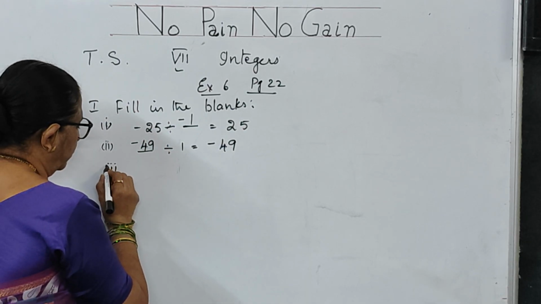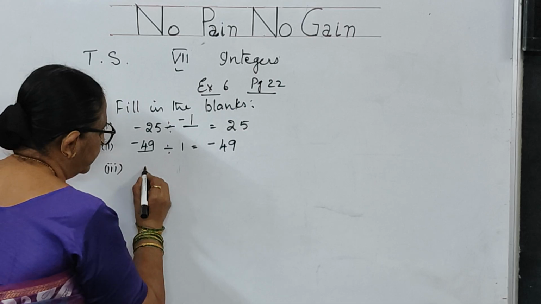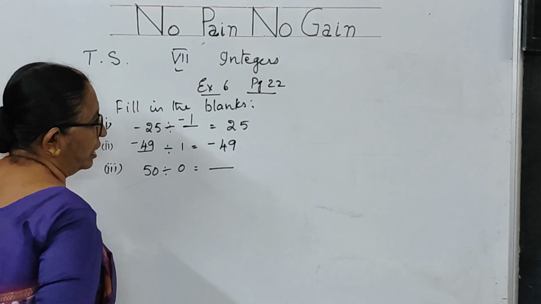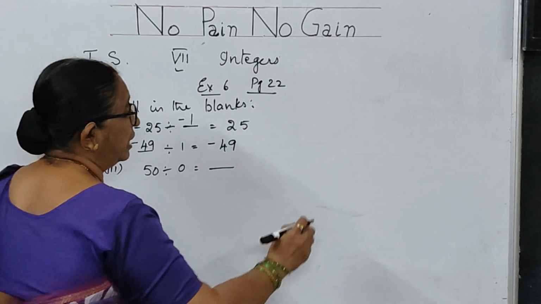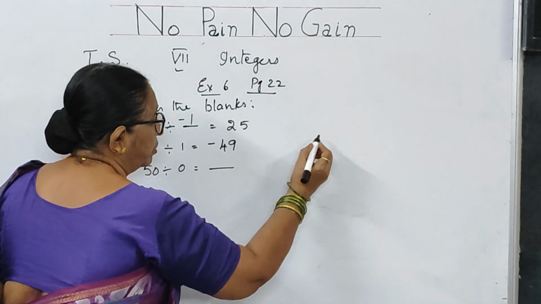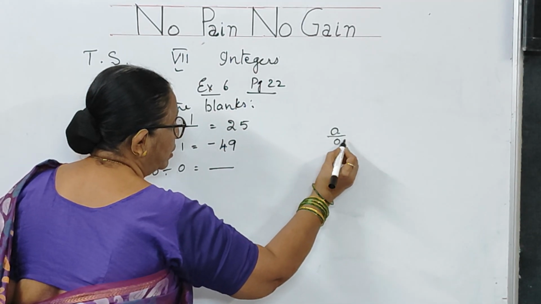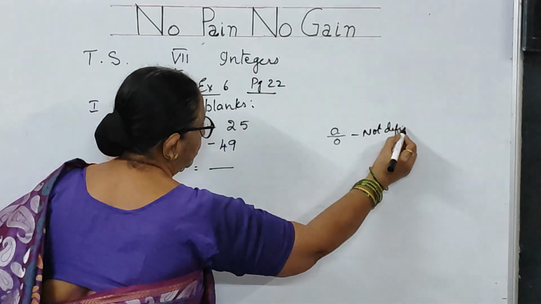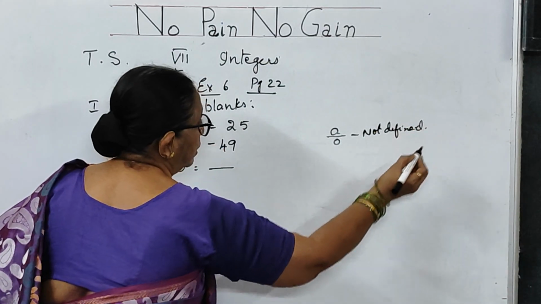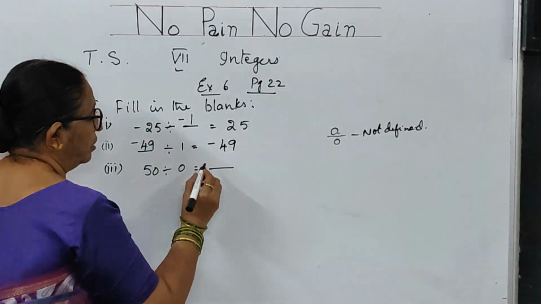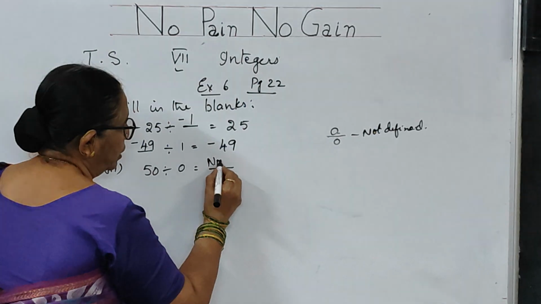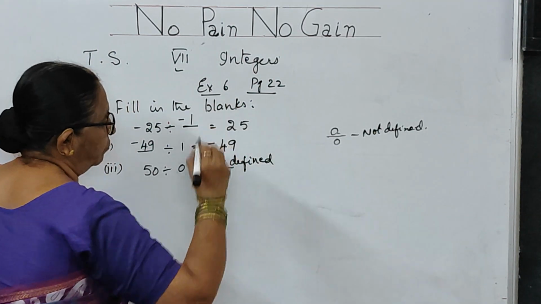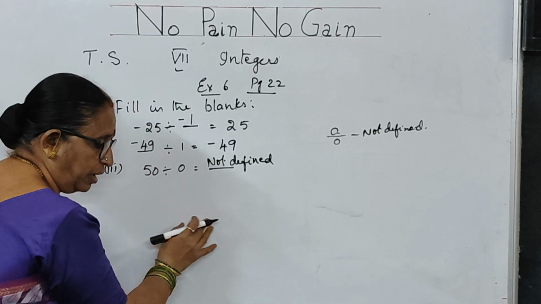Now when you go to the third bit, 50 divided by 0 is equal to dash. I told you, children, any number, some number A divided by 0, is not defined. You cannot define. The reason is you cannot divide by 0. So what is the solution here? Not defined. You cannot divide any number by 0.